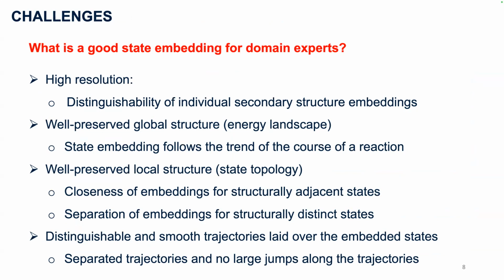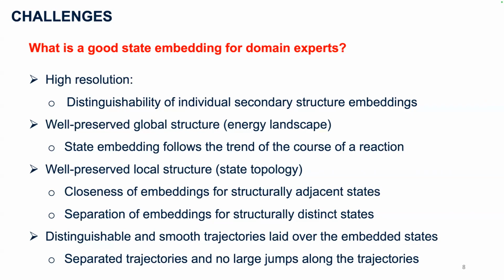We argue that a good embedding should have a good resolution for individual secondary structures. We also argue that a good embedding should preserve global structure, which means the state embedding should follow the trend of the course of a reaction. And a good embedding should also preserve local structure, which means that neighboring states should have similar structures, which only differ by a few base pairs, and the states that are far from each other should have very different structures. What's more, a good embedding should also lay out the trajectory smoothly, and there's no big jump between the elementary steps.